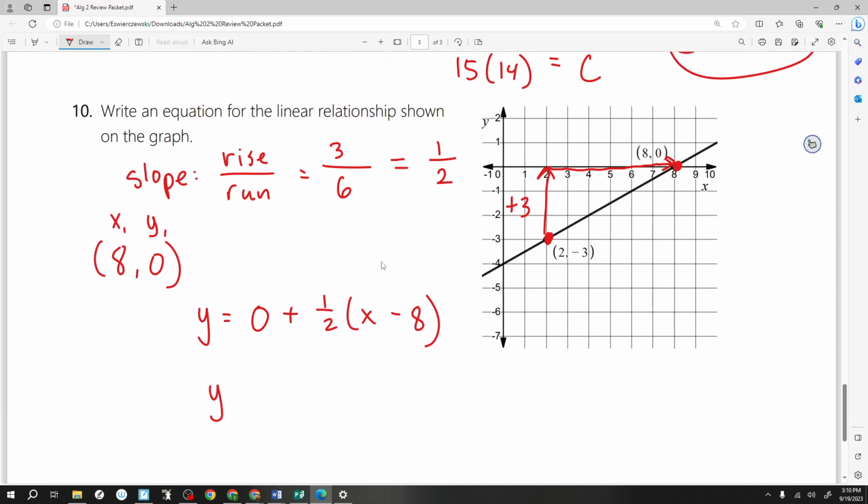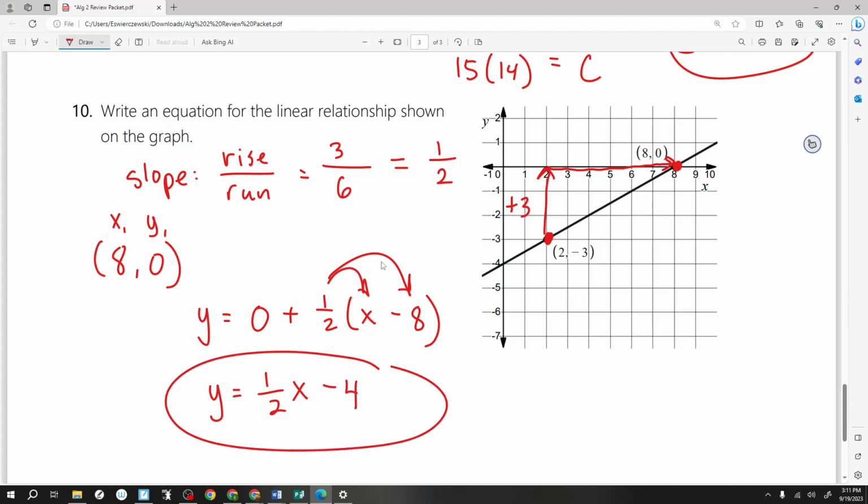And just for fun, we'll simplify this. The 0 goes away because adding 0 doesn't do anything. What's 1/2 times x? 1/2 x. What is 1/2 of negative 8? Or negative 8 divided by 2? It's going to be negative 4. We're done.